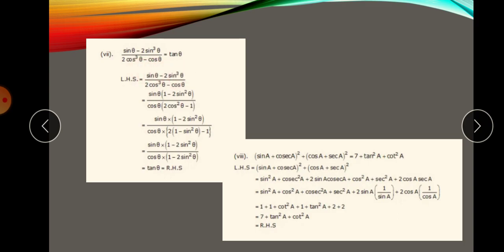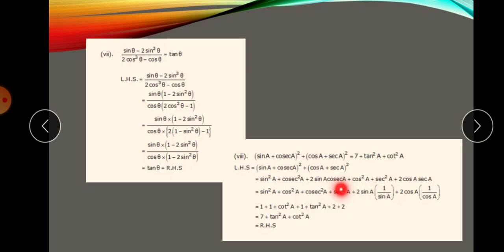Now this is also very easy. If you see, only whole squares are here, so what we have to do is apply the A plus B whole square formula. Here sin square A plus cosecant square A plus 2 sin A cosecant A is sin A plus cosecant A whole square. Same way, cos square A plus secant square A plus 2 cos A secant A is A plus B whole square for this one. Now as we know, sin square plus cos square is 1. Cosecant square we can write as 1 plus cot square, and secant square also we can write as 1 plus tan square.